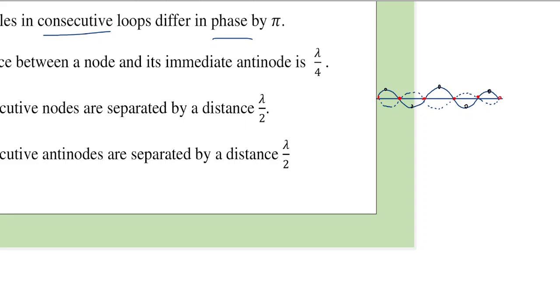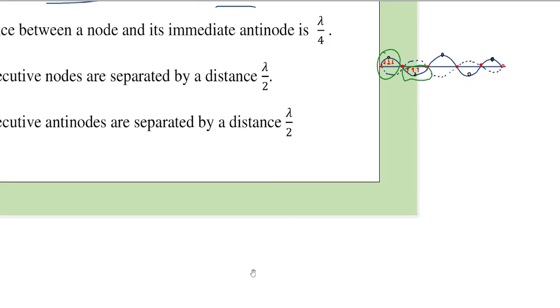Now what is seen here is, in one loop, if all the particles are traveling towards the mean position, that is traveling downwards, then particles in the next loop will move in the upward direction. So all the particles in a given loop have the same direction of velocity. Their speeds are different, but they have the same direction of velocity.